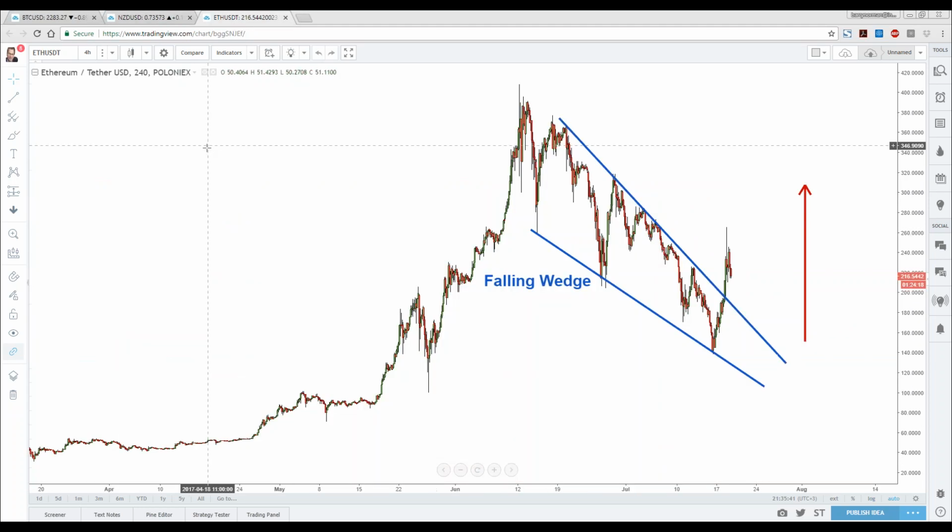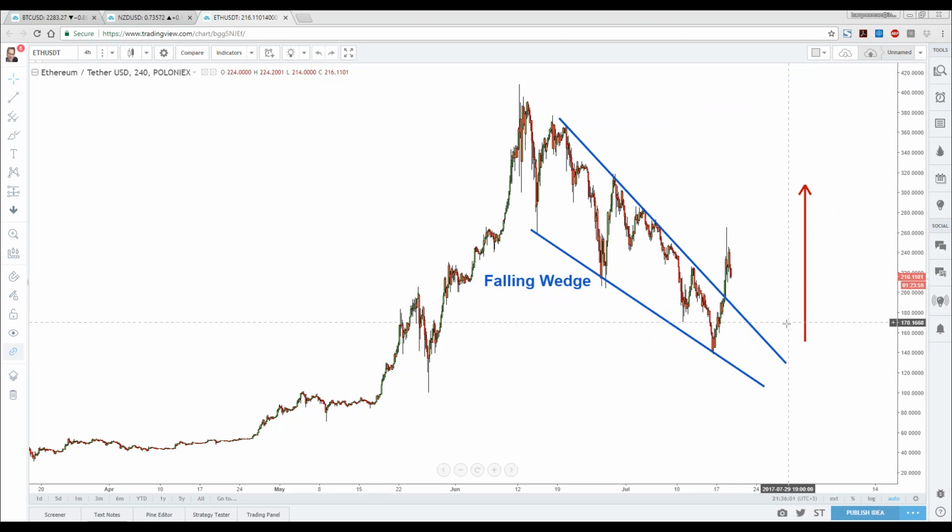Then we go over here to a beautiful falling wedge. Again, this is happening today in live markets. Now we did get our breakout. Look at the breakout. This is where we were expecting a breakout, and it was predicted, and this breakout has occurred over the last day or two.